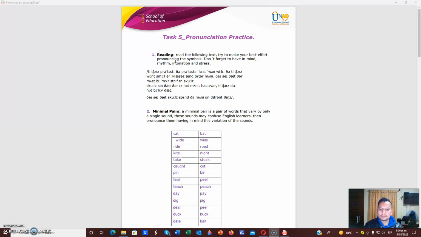Write the following text. Try to make your best efforts in pronunciation. Don't forget to keep in mind the symbols, rhythm, intonation, and stress. For example: teaches, the test. The pretest lasts one week. The teacher: one small error is better than many.